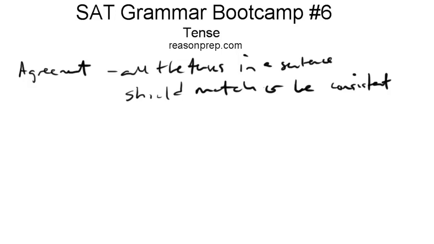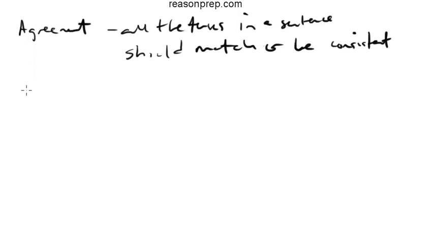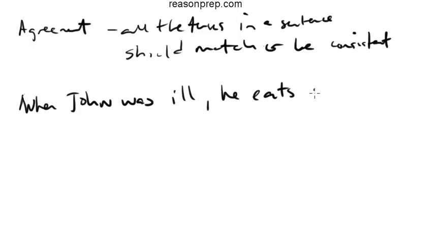So for instance, if there's an SAT sentence that gives you something like "when John was ill, he eats rice," there's an issue here, right? Because we have "was," which is past tense, and "eats," which is present tense, and there's some sort of incongruity. Let's pretend in an SAT problem "eats" was underlined. Well, "eats" would be wrong because "was" is not underlined and it's past tense.